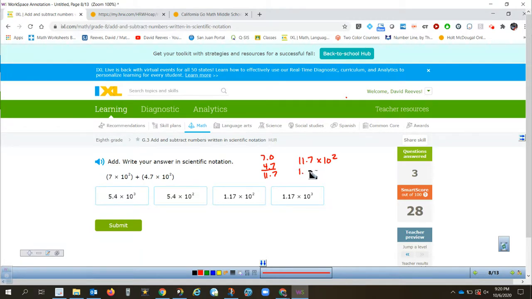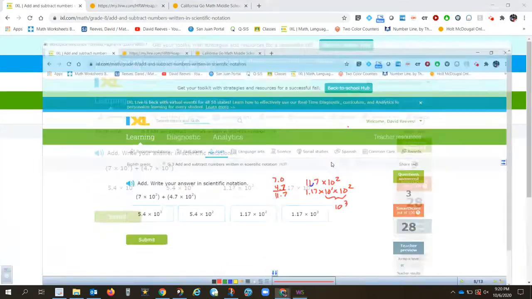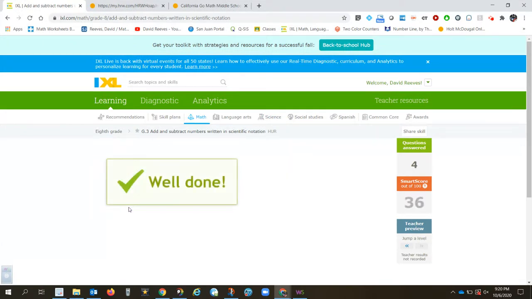So I'm going to change this to 1.17. What did I just do? I just moved the decimal once that way, right? But that means I made this number 10 times smaller, right? So I have to change this to times 10 times 10 to the second, right? If you make the coefficient 10 times smaller, you must make the power of 10 10 times bigger. And now what do I have? Not 10 to the second, but 10 to the third power, okay? So this time, that's what we got.